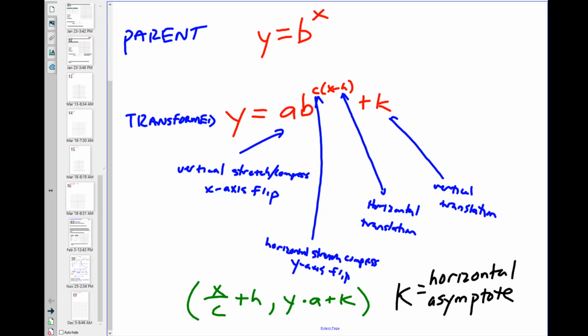Exponentials have a horizontal asymptote, unlike with rationals. Remember where the horizontal asymptote could be, for lack of a better word, violated in rationals. It could be obstructed. It can go through it. Not with exponentials. When you have a horizontal asymptote for exponentials, it's going to hold firm. Your graph is going to get close to it, but it's not going to touch it. And this is always going to be located at y equals k.